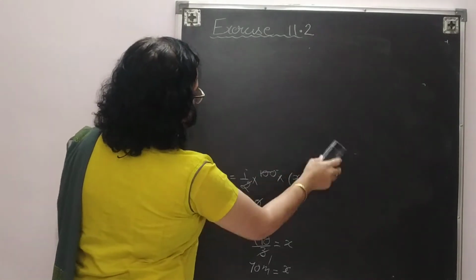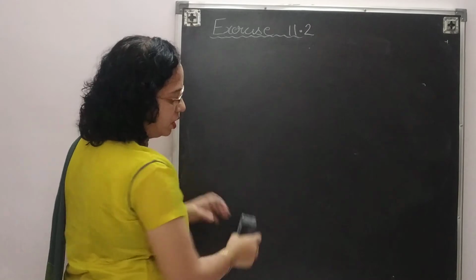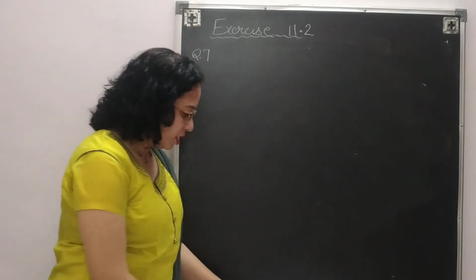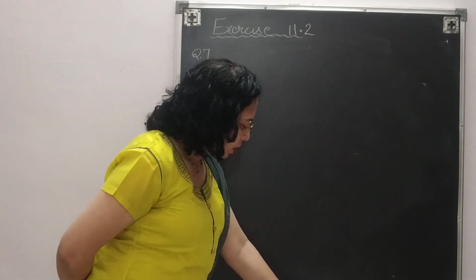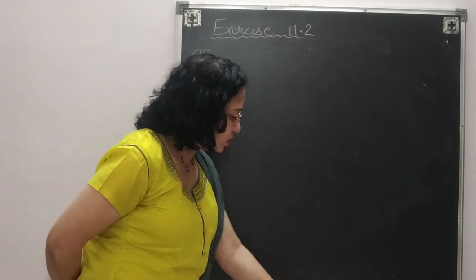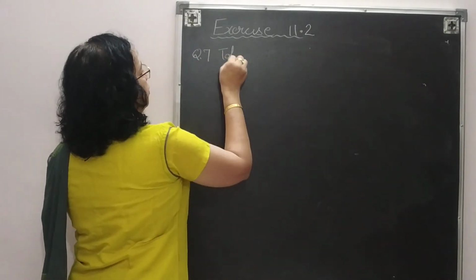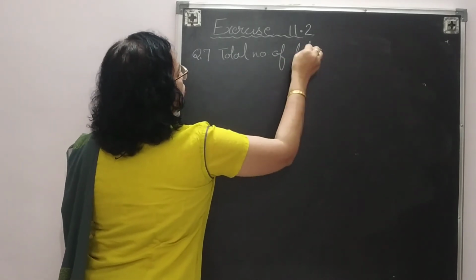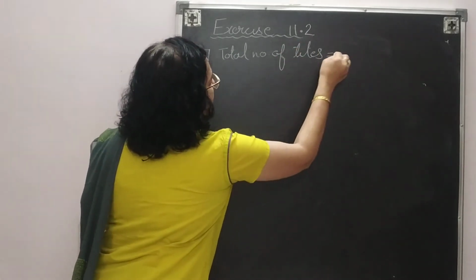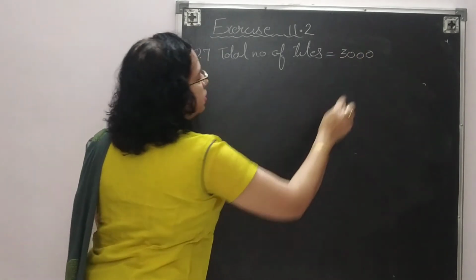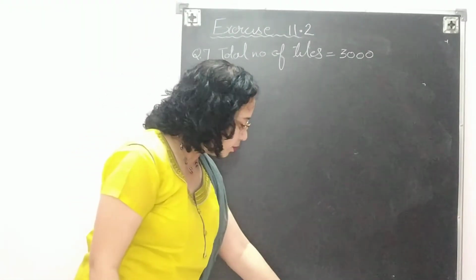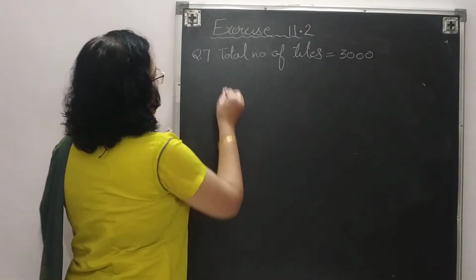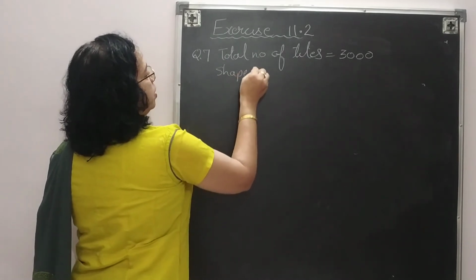So now the last question of this exercise, that is question number 7. What is given in question number 7? The floor of a building consists of 3000 tiles. So total number of tiles. The way you are reading the question, whatever information you are getting, write down. This will be considered as a statement. 3000, which are rhombus shape. So what shape is given over here? Rhombus.